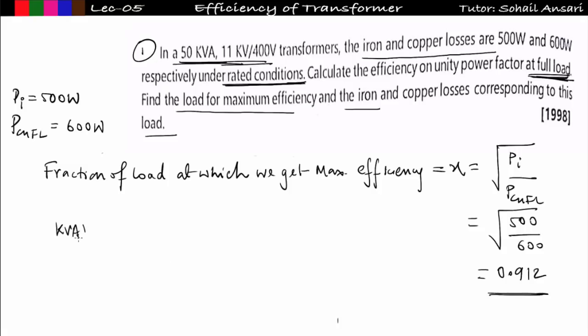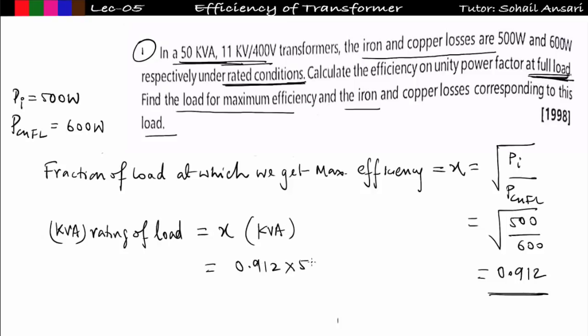So at this x, the kVA rating of load will be equal to x times the transformer kVA rating. So this will be equal to 0.912 multiplied by 50 kVA, which is 45.6 kVA. What do you mean by this? This means if I connect 45.6 kVA of load, then I will get the maximum efficiency, meaning the transformer will work at maximum efficiency.